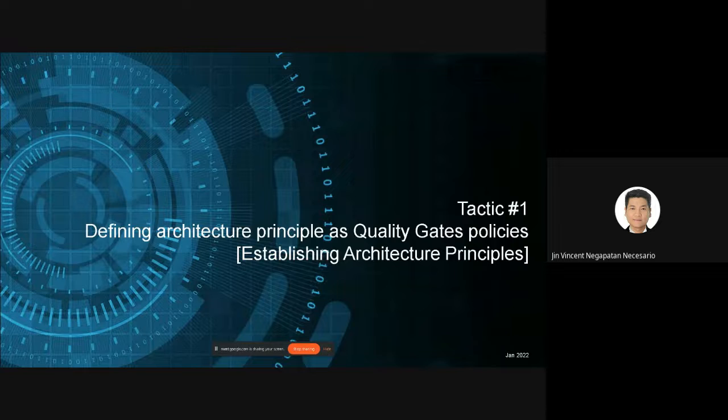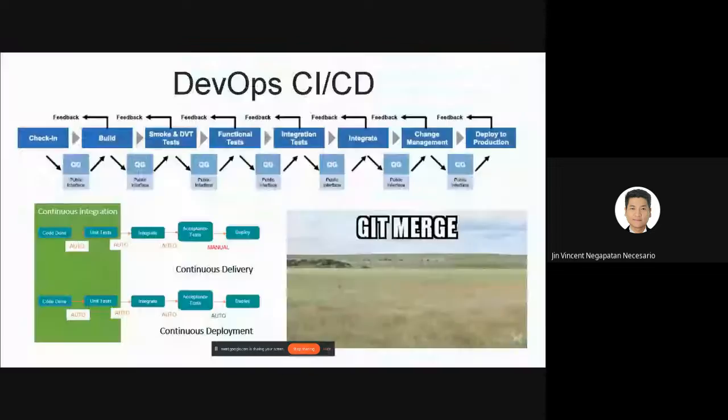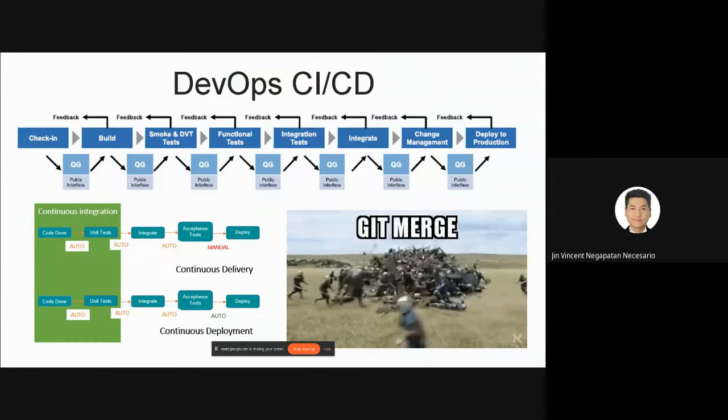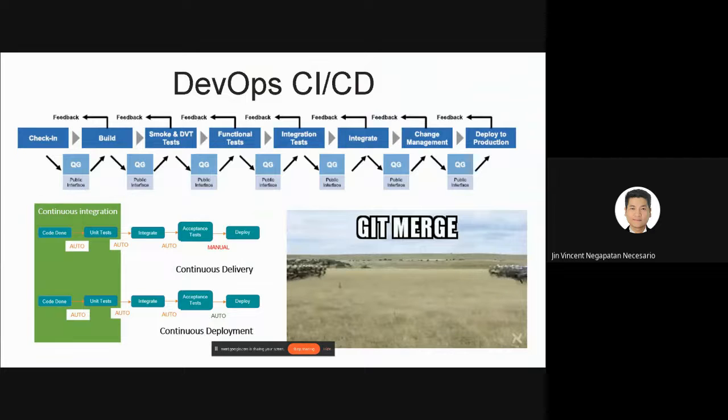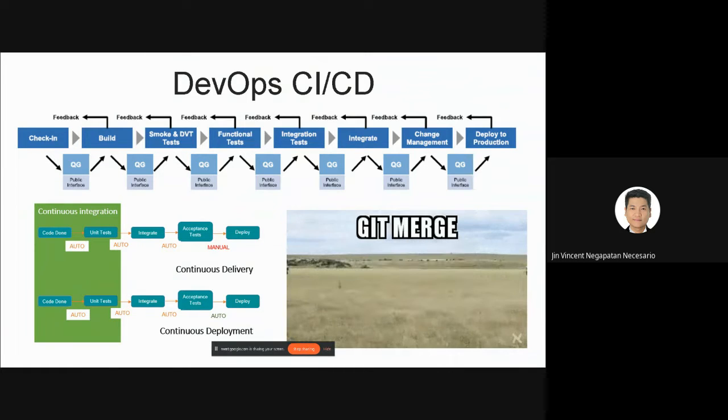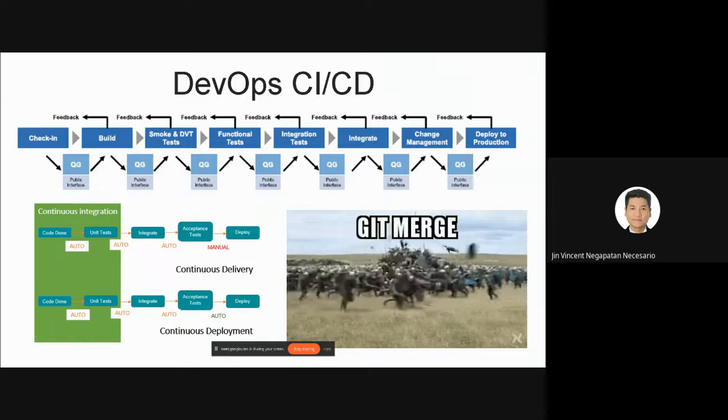So based on the case study, for the first tactic to solve those issues is to define architecture principles as quality gates policies. So that solves the architecture principles issue. Companies, for example, RetailCo within the case study, use continuous integration and continuous delivery. So let's say continuous integration. This is the central code repository of teams wherein they work simultaneously. So back in the days, for example, you would check in your code, then you would email your team.